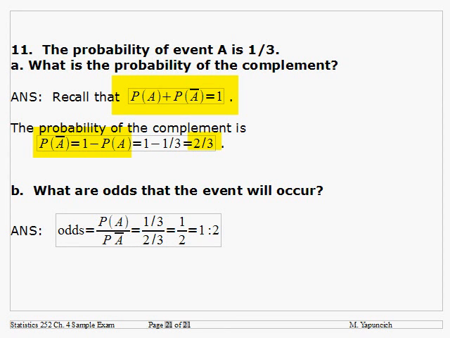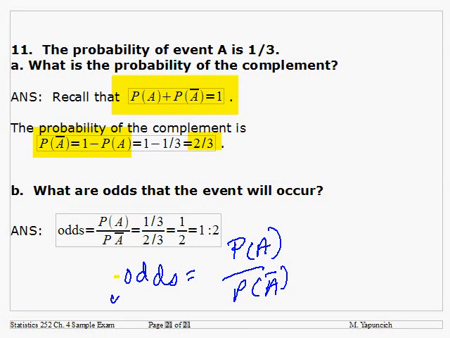What are odds? The odds that an event will occur. The odds is the probability of A divided by the probability of its complement. That's odds in favor of event A occurring. The probability of A was 1/3. The probability of the complement of A was 2/3. This becomes 1/2. If you're still struggling with these complex fractions, 1/3 divided by 2/3, remember that this is the long way to do it, but it explains all the steps.